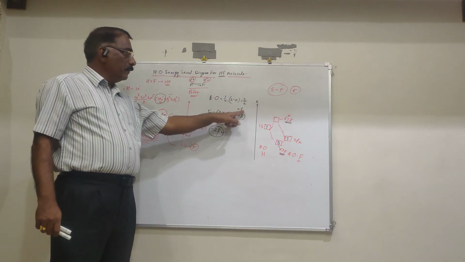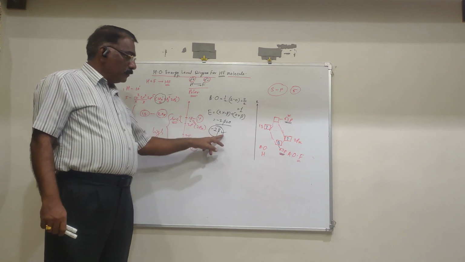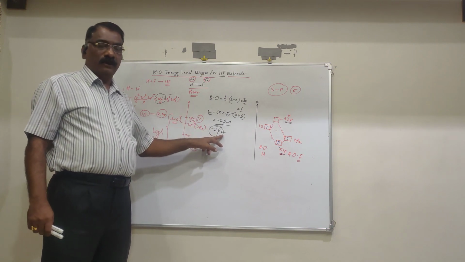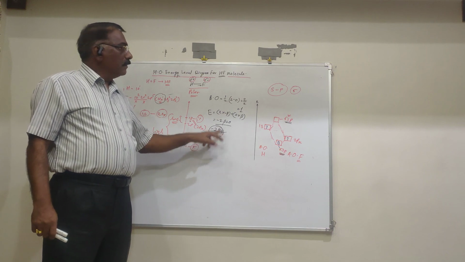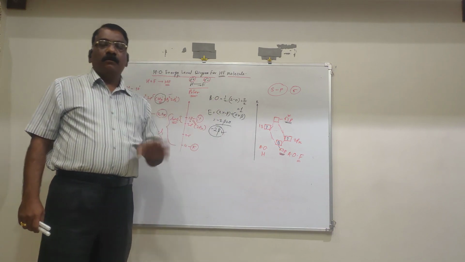Bond order is equal to 1, that means there is a single bond between hydrogen and fluorine. Energy evolved is minus twice beta, and the molecule also gets stabilized. Thus, the HF molecule can exist, it is formed, and it is a polar molecule.